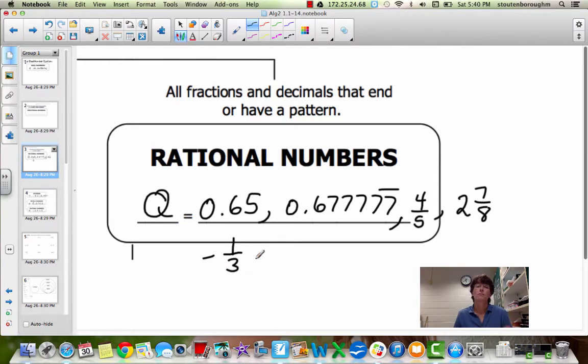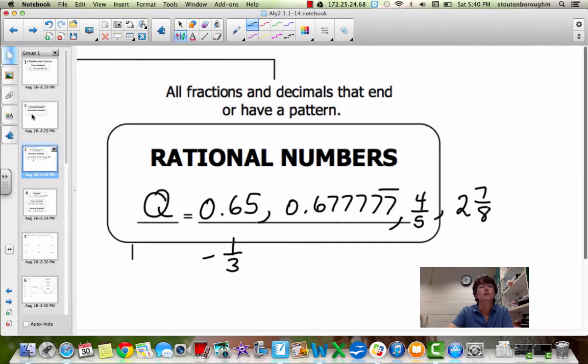Okay, so remember, rational numbers are the one step up from integers. Integers have plus and minus, but they're kind of like whole numbers, whereas rational numbers give us our fractions and our decimals. But those decimals have to end or have a pattern. Well, what if they don't end, and what if they don't have a pattern?